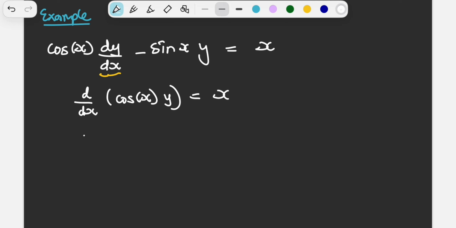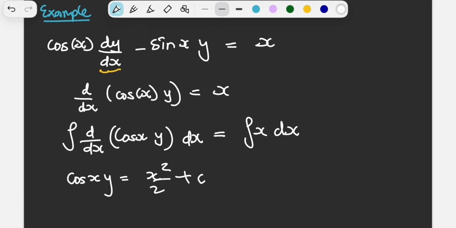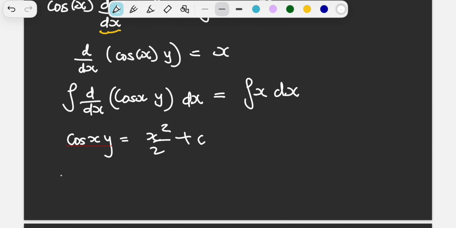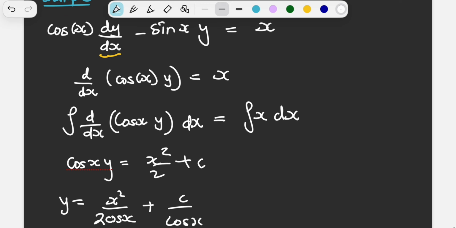So again, you can basically integrate, multiplying by dx on both sides. So the integral of cos x y dx is equal to the integral of x dx. So remember, the integral of a derivative is basically the same thing unchanged. So the integral of x, that's x squared over 2 plus c. So you can easily see that, oh, now I have the value of y. So y is basically x squared over 2 cos x plus c over cos x. So you can basically obtain this specific equation for the value of y.